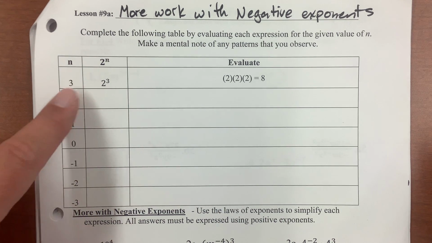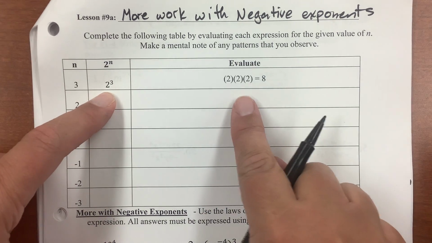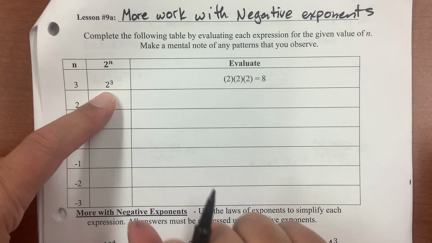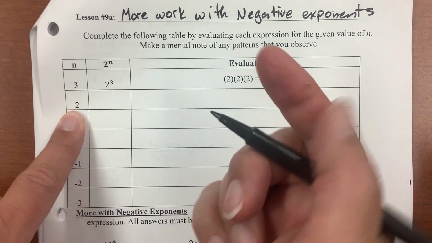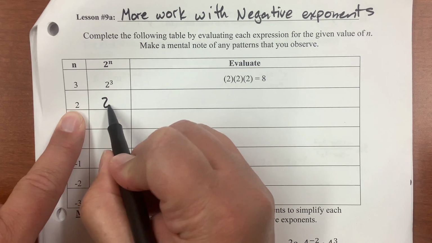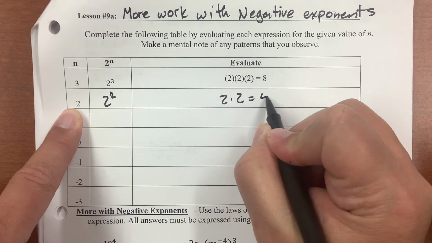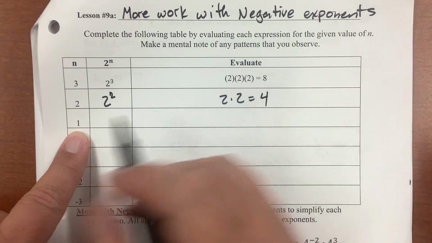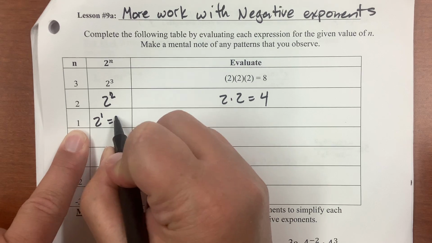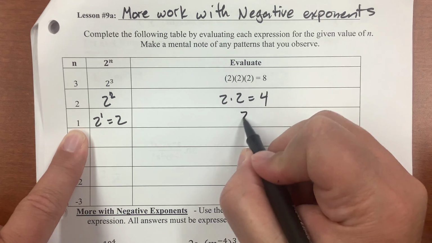But so when n is 3, 2 to the nth power is 2 to the third power. So you would evaluate it 2 times 2 times 2. And here I use parentheses to show I was multiplying. But for the next one, I'm going to use dots because I like dots. So now my n is 2. I have 2 to the second power, which is 2 times 2, and evaluate it to be 4. 2 to the first power. Well, I could write it 2 to the first power, or I could just write 2. You know me, I don't like ugly math, so I'm just going to write 2.